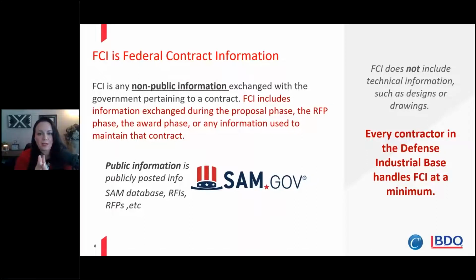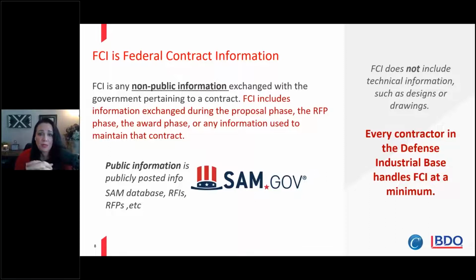And one of the things I really want to point you to is the words federal contract information. It really is meant to be self-explanatory there. It's important to note that FCI does not include technical information. So if you had technical designs or drawings that you delivered to the government or that you received from the government, those are probably going to fall under the category of CTI.